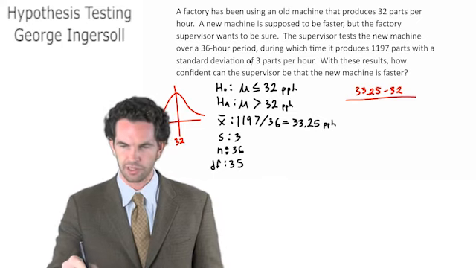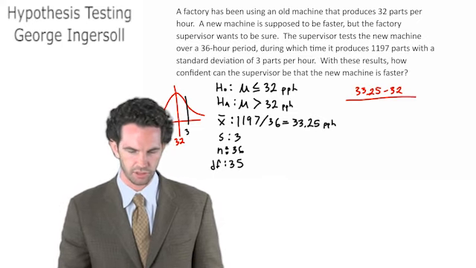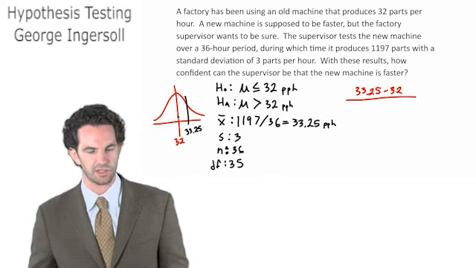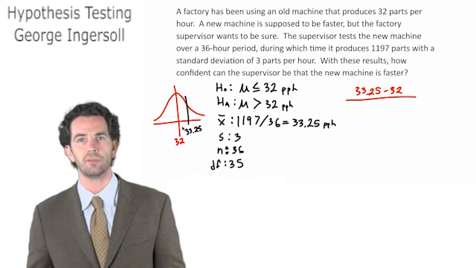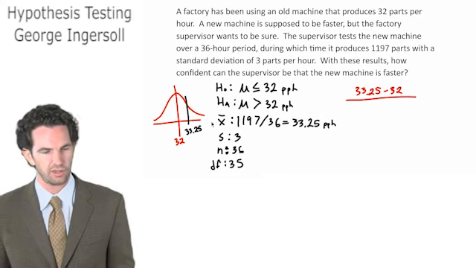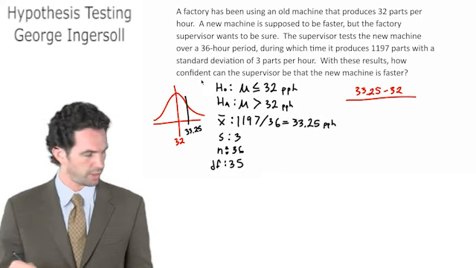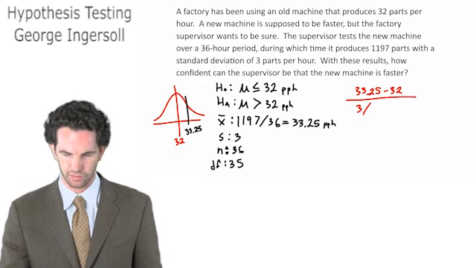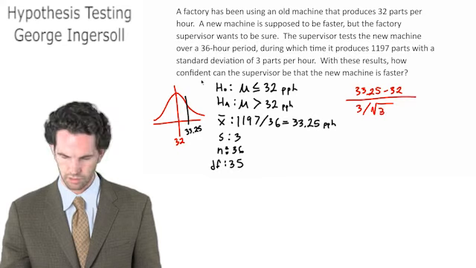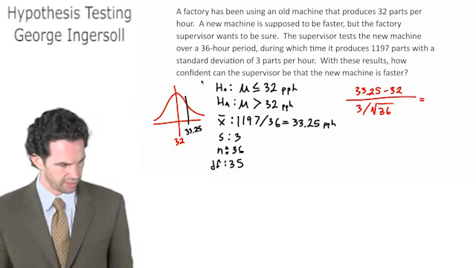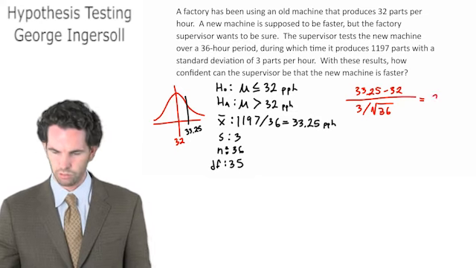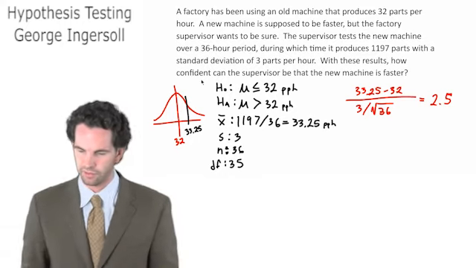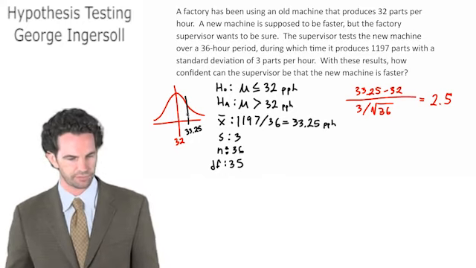This is what we actually measured here: 33.25. We want to figure out how many standard deviations above 32 is 33.25? And knowing how many standard deviations will give us the confidence level that we are looking for. So on the denominator, we have 3 divided by square root of 36. And all of this gives us 2.5. All right, so that tells us we are 2.5 standard deviations above the mean.